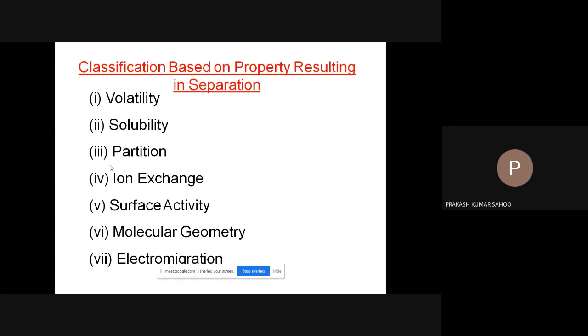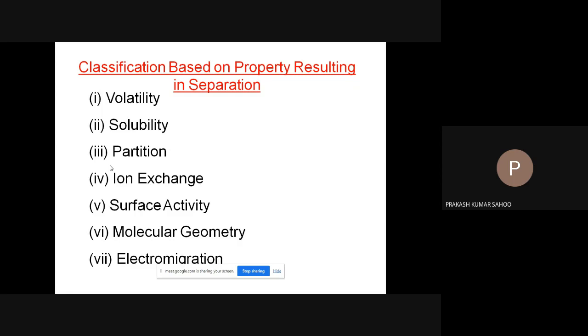Then we have molecular geometry. There are a number of methods based on molecular geometry. They require a permeable barrier to provide separation. The methods are molecular sieves, gel filtration, and membranes like microporous membranes, homogeneous membranes, charged membranes, and thin membranes. These are used for the separation of constituents on the basis of molecular geometry. That means the separation depends on its geometry or shape.